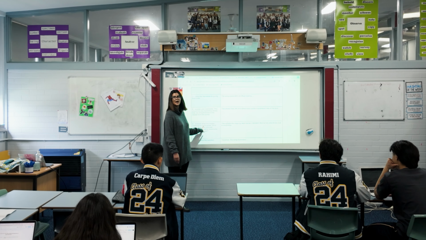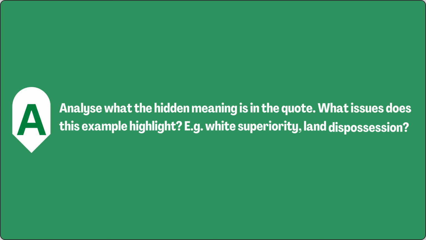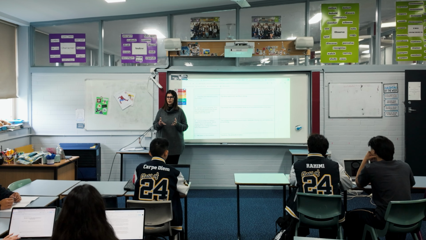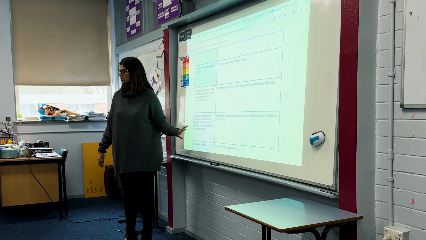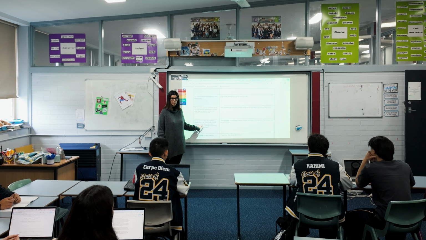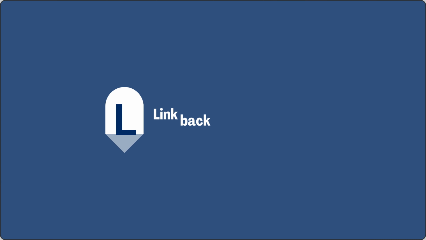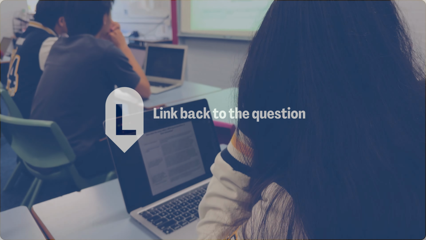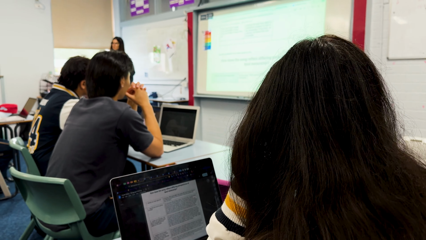The analyze part, that's the hidden meaning. That's the complicated part. That's the part where you talk about what this particular scene, what this particular example tells us about the world. So it tells us about underlying racial tensions between Aboriginals and whites in 1930s Australia. Link back to the question. And our question is, how does this scene show differing perspectives of land ownership?